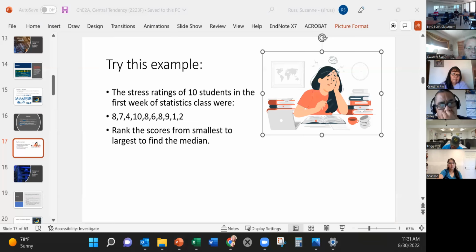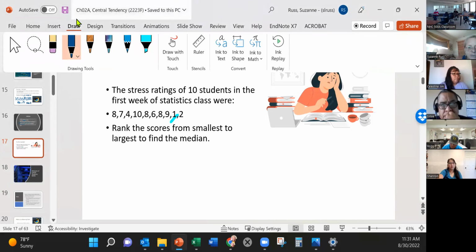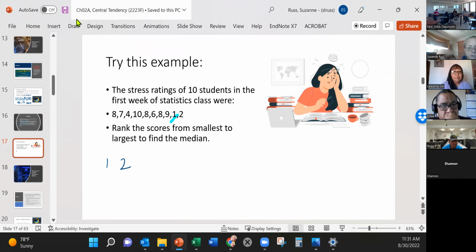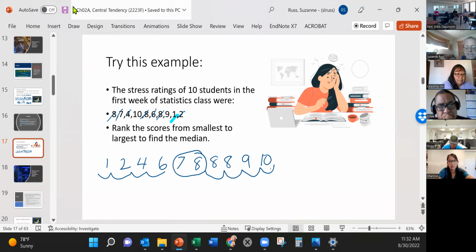So let's just do the quick ranking. Let me get my pen back here. So we have the 1, the 2, the 4. I don't see a 5, but we have a 6. I do see a 7. And we have 8, 8, 8, 9, 10. And so let's start counting. 1, 2, 3, 4, 1, 2, 3, 4. We're ending up with the 7 and the 8 in the middle.